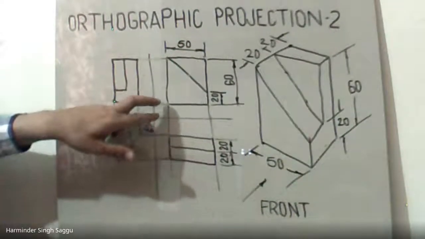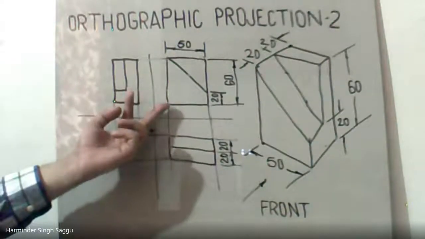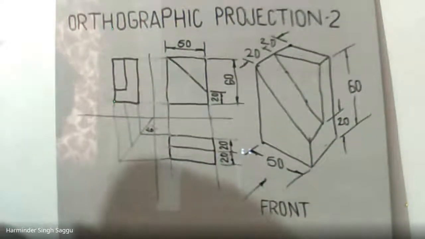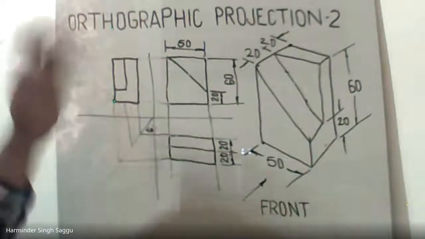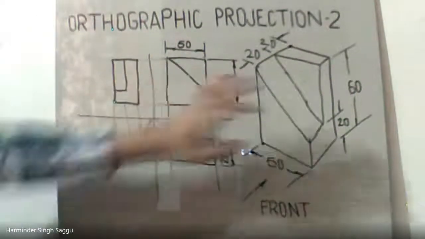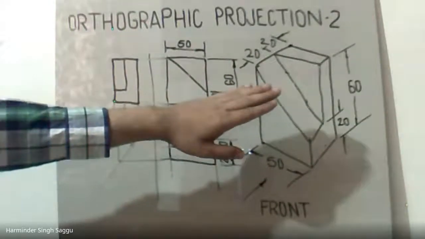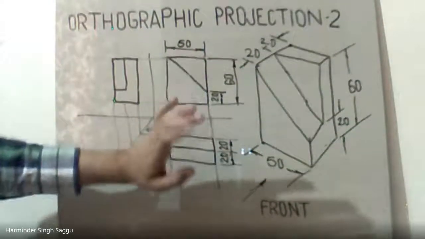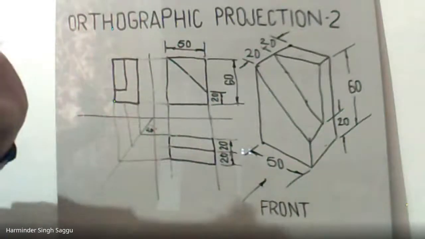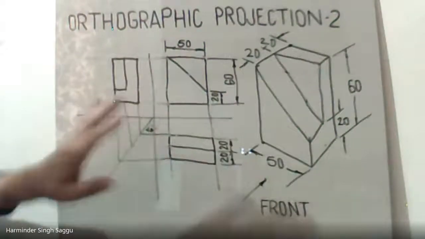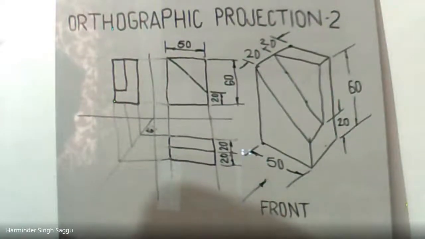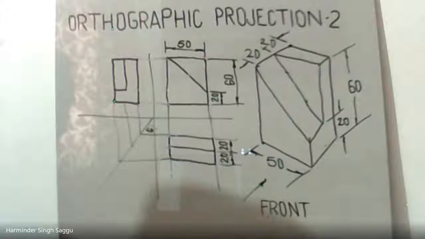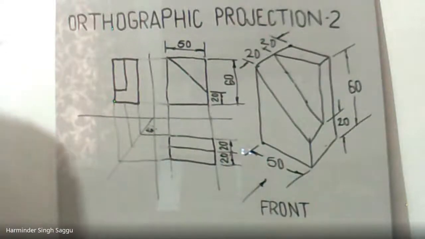Right, for symmetrical purpose, this is a total of 30 mm between the two. This is in our hand. He will not give you above HP or in front of HP or VP. He just simply gives the 3D object and you have to draw its front, top and side. If he asks you to draw only front, then just draw its front. If he asks you to draw front and top, then just draw front and top and do not go for its side view. Right, so this is the second case. Now we will move to the third case.